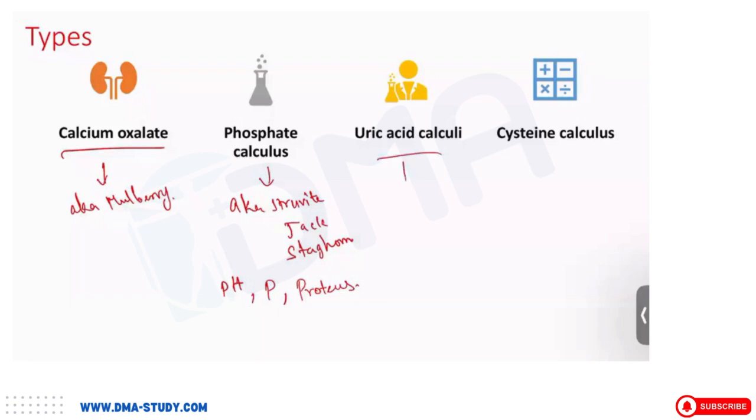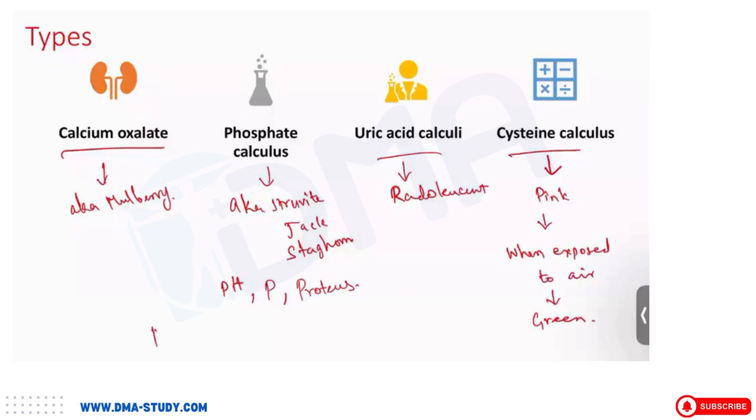Okay, uric acid is radiolucent. And the cysteine calculus, on removal it will be pink, and when exposed to air it will turn green. In an AIDS or HIV patient on ART, antiretroviral therapy, you may see the indinavir stone, because indinavir is an antiretroviral we prescribe for AIDS patients, and it can accumulate and lodge as a stone.